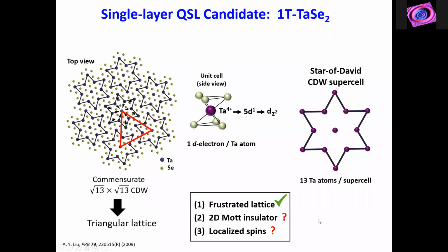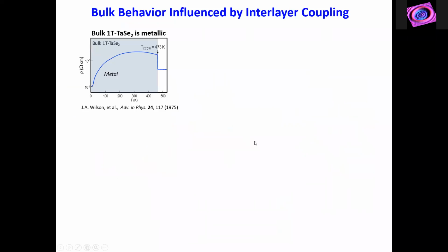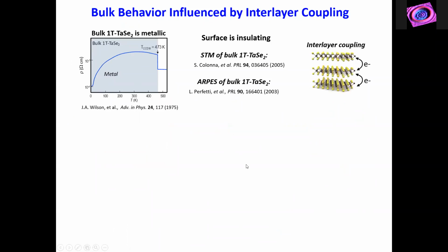Well, that question is actually not so obvious to answer, because people have studied this material in bulk a lot since the 70s. And what people have seen is that bulk 1T-TaSe2 is a metal. You can see that from the resistance versus temperature right here. It's a metal. However, surface science people have looked at it. And if you look at the surface of 1T-TaSe2 by STM or ARPES, then you can see insulating behavior. And so some people claim that it's a Mott insulator on the surface, but it's metallic in the bulk. And it's kind of complicated. And what makes it complicated is the interlayer coupling. That's what sort of screws it all up, in my opinion, because it's just become so complicated.